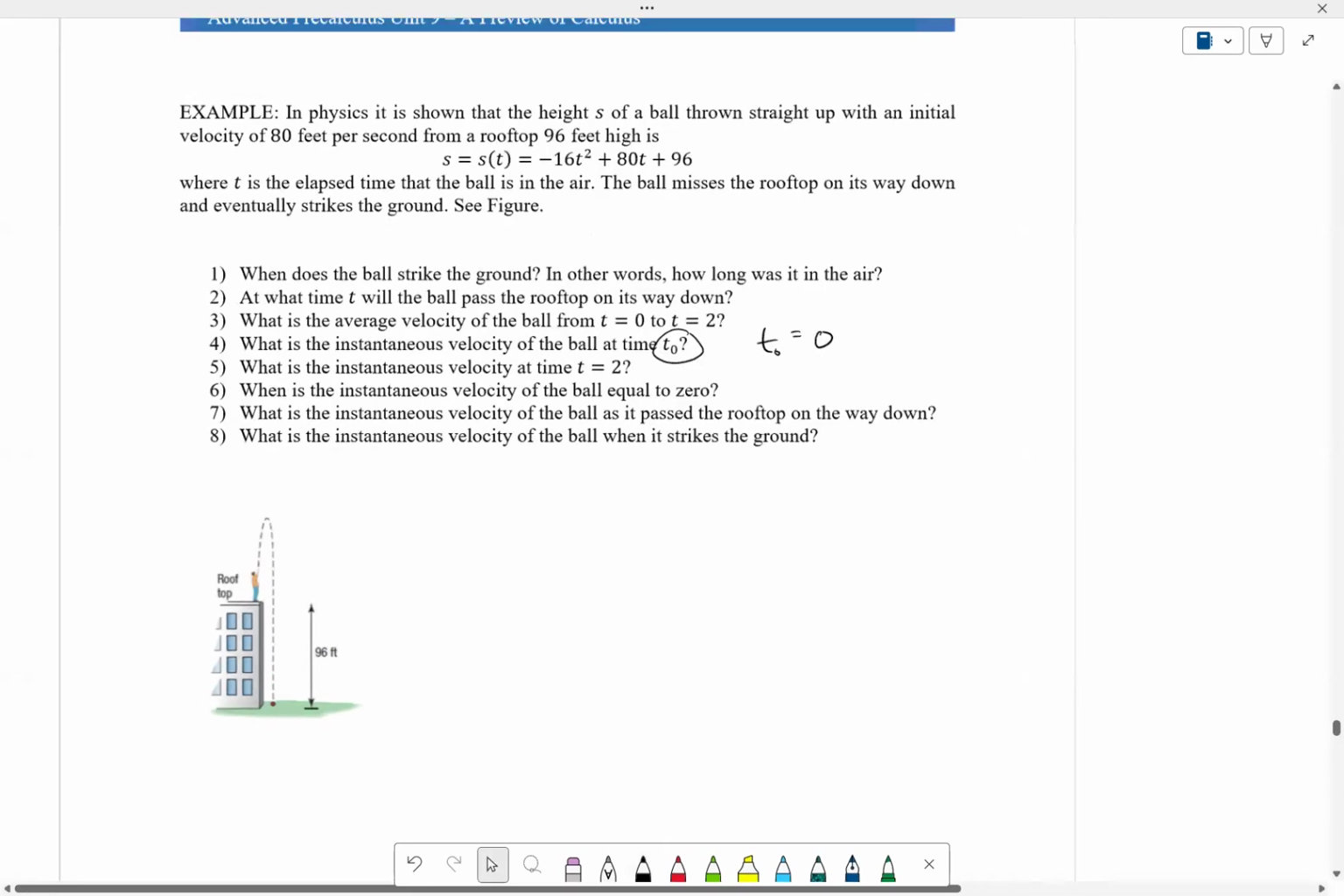Okay, so I hope the setup makes sense. S represents the height of the ball after time t in seconds, I believe. Okay, so when does it strike the ground? All we have to do is set the equation equal to 0. Did you do that, or would you have done that? Let's go through this one at a time.